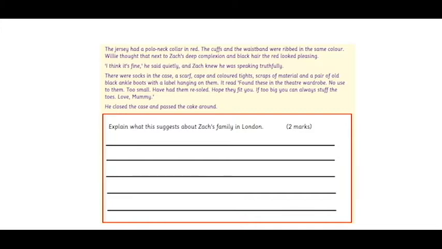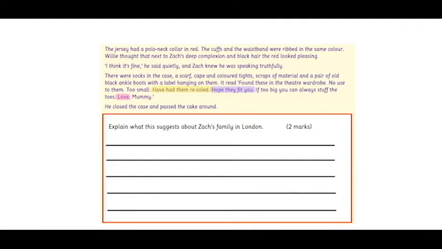My question says, explain what this suggests about Zach's family in London. So I think that Zach's family in London are quite loving people and that they care for him. I think this because his mum has sent him some gifts which she has found for him. She's also been really thoughtful because she's had the shoes resoled, which means to put on a new bottom, the sole of a shoe. She also says that she hopes that they fit, so she's quite conscious that her present is going to be a lovely one. And also it says, love, Mummy. So these pieces of evidence lead me to believe that Zach's family in London are really loving and kind.